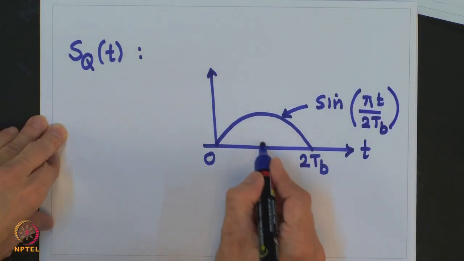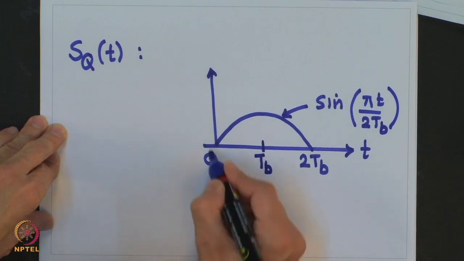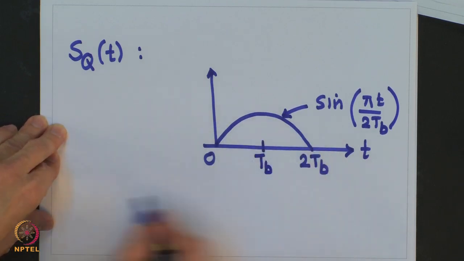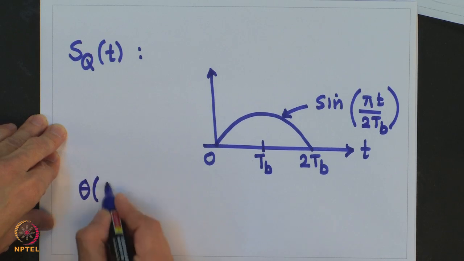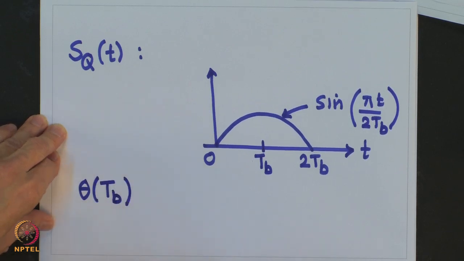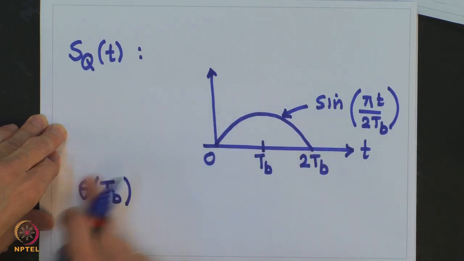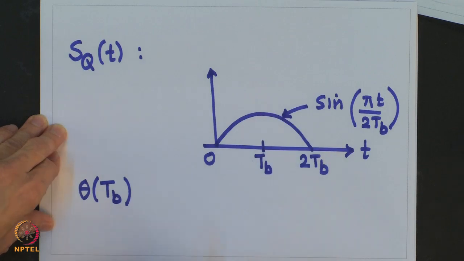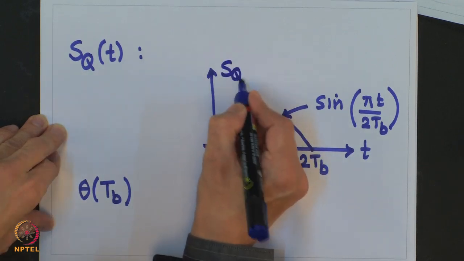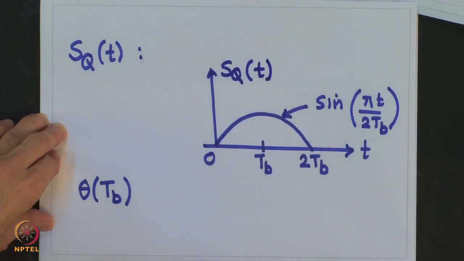So, the polarity of this half sine function will depend on the value of theta Tb. So, if this is equal to pi by 2, this will be positive, and if it is minus pi by 2, it will be negative. So, this is your s Q of t.